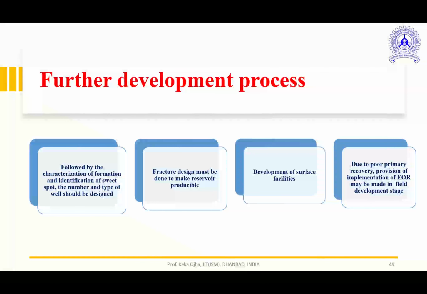Because the primary recovery is poor here, we need to go for EOR at the beginning stage itself. So it should be considered in the field development stage. How do you screen that EOR? What is the screening criteria for EOR? Can you use polymer flooding here? Why not? What are the criteria for chemical EOR or any other EOR?